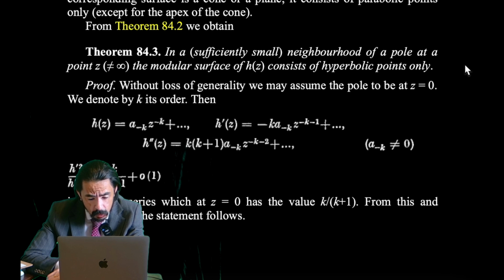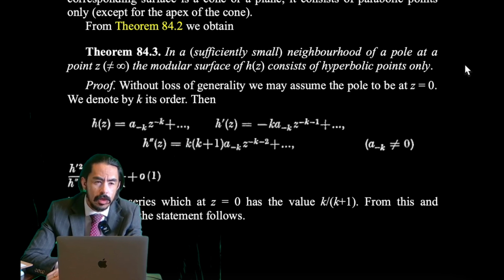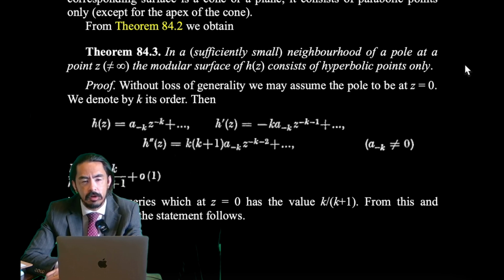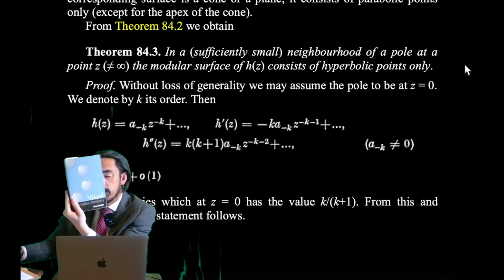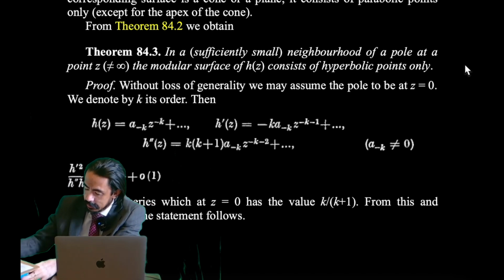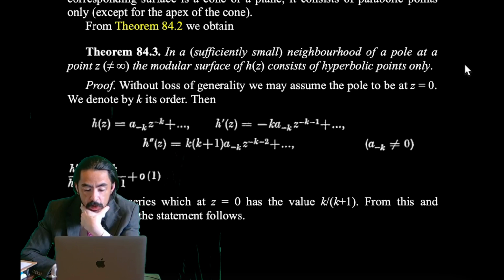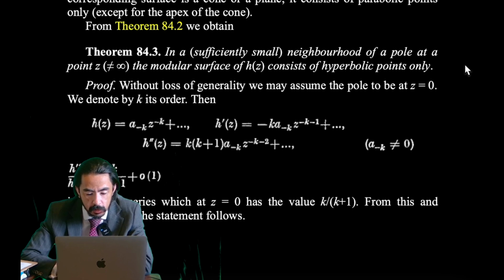In a sufficiently small neighborhood of a pole at a point z which is non-infinity, so it's not the point of infinity. Like in a previous episode, I brought up the Riemann sphere and Möbius transformations on the Riemann sphere. That's also another thing that I pulled from Visual Complex Analysis, so that's again a great reference for this part of the book. So in a sufficiently small neighborhood of a pole at a non-infinity point z, the modular surface of h of z consists of hyperbolic points only.